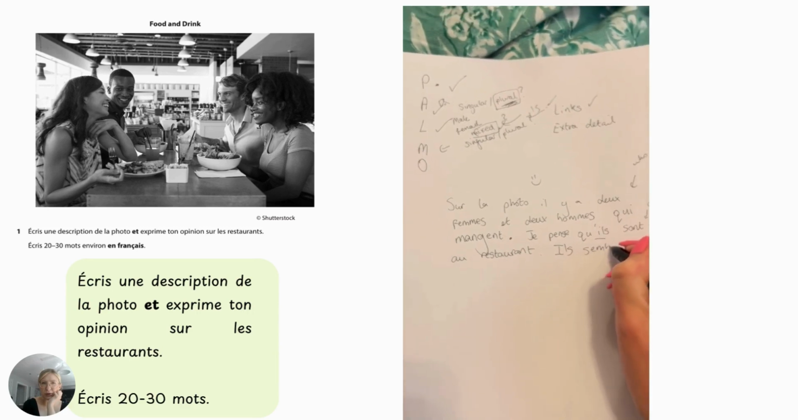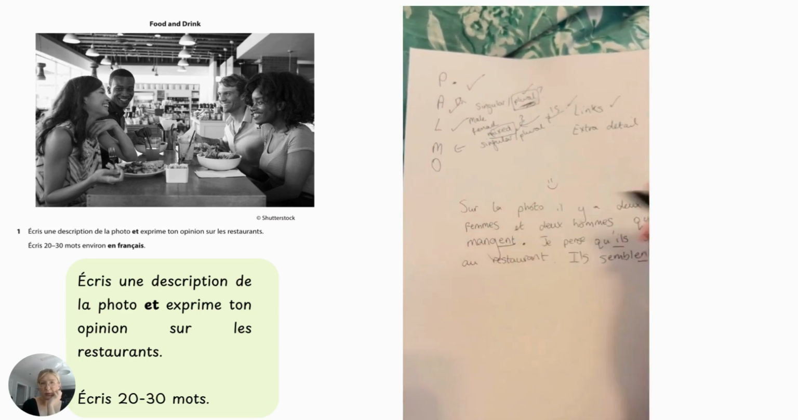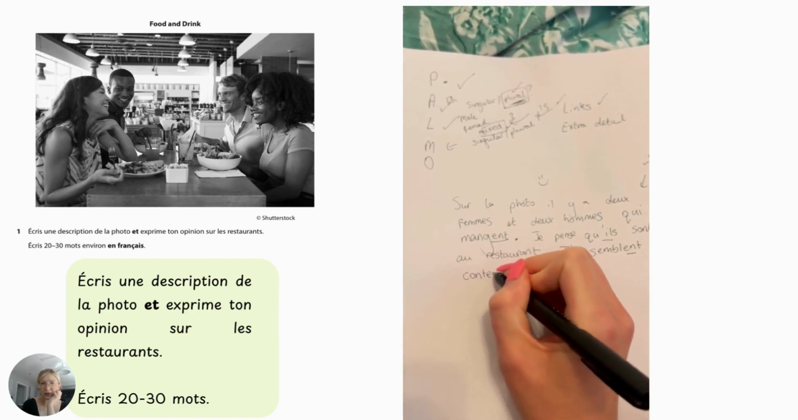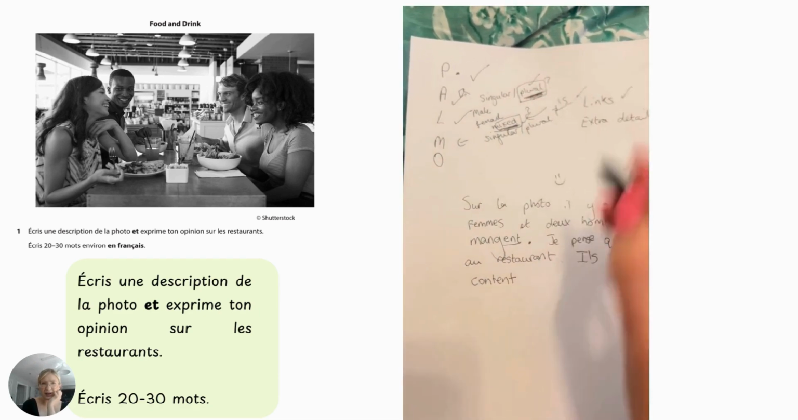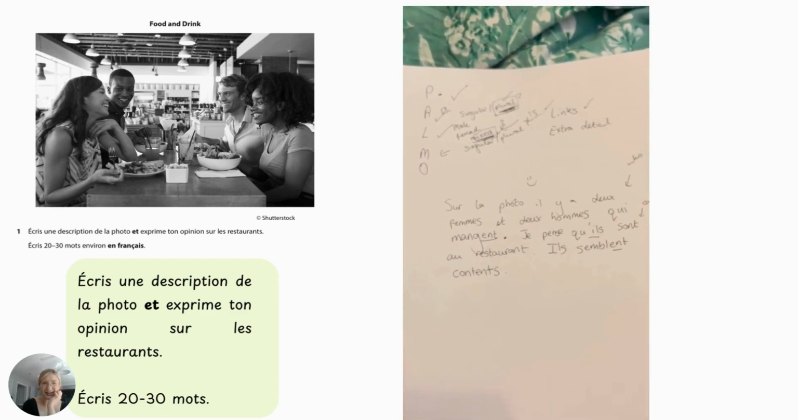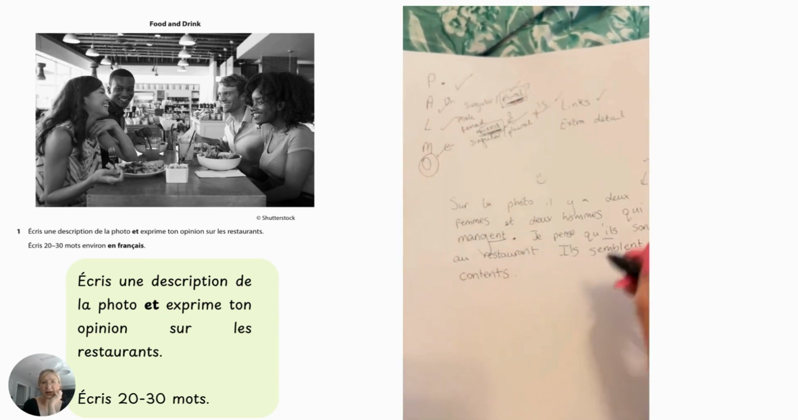Again, ils, because it's a mixed group and plural. And because it's plural again on semble, I'm going to have to add an ENT on the end, which I've just done. They seem happy. Again, mixed, plural, so we add an S on the end of content. If it was female plural, we'd add an ES.